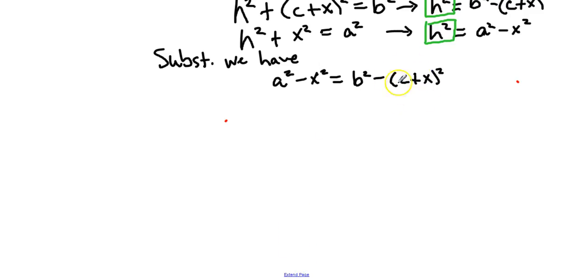Simplify a little bit, so we want to expand this binomial here. We end up with a squared minus x squared is equal to b squared minus, this thing is going to be c squared plus 2cx plus x squared.